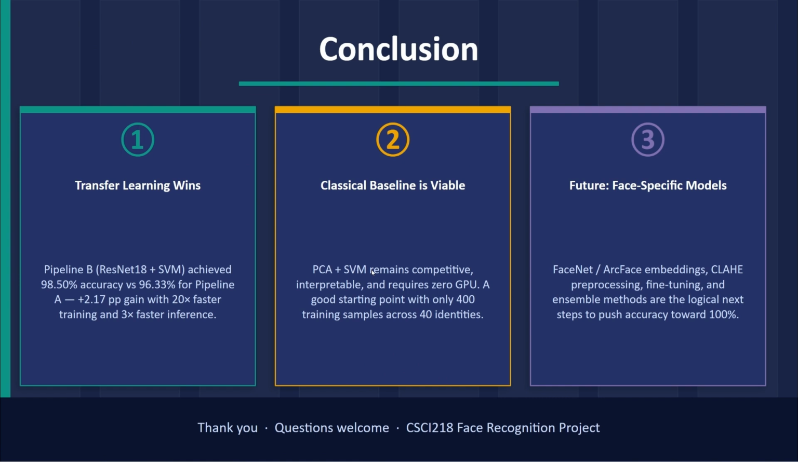We can conclude our assignment with 3 points. First, pipeline B achieved a 2.17 percentage point higher accuracy than pipeline A, alongside 20 times faster training and 3 times faster inference. Second, our classical PCA baseline remains a highly viable, competitive, and interpretable starting point that requires 0 GPU. Finally, to push our accuracy towards 100%, the logical next step would be adopting a face-specific model like FaceNet and implementing CLAHE pre-processing. Thank you for your time.